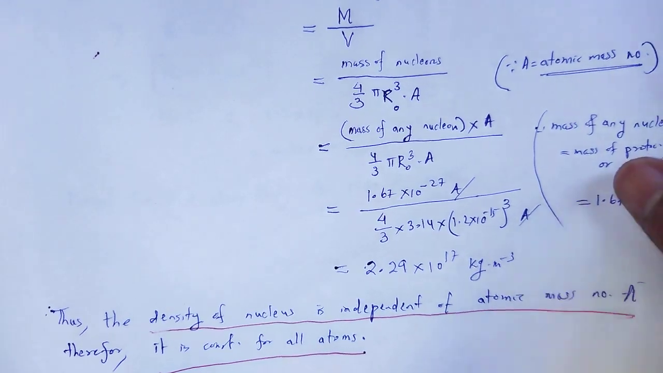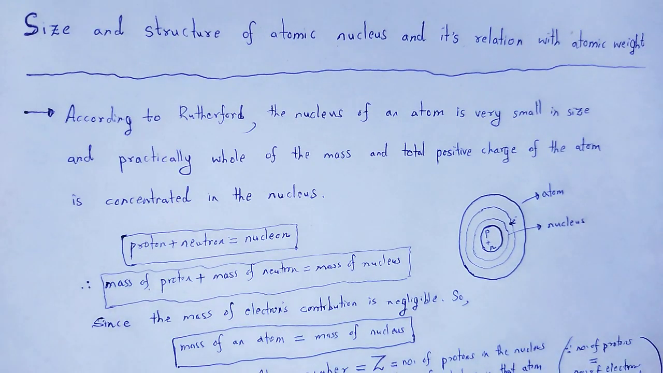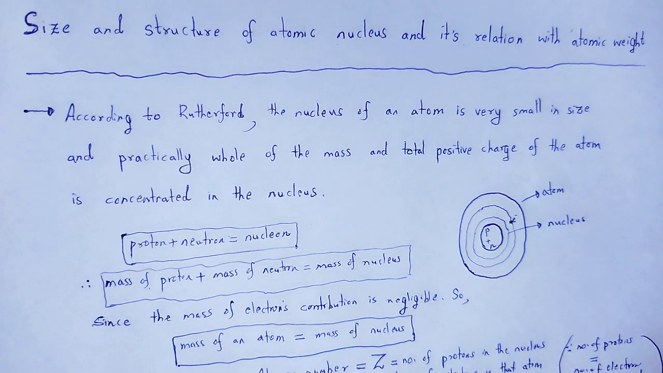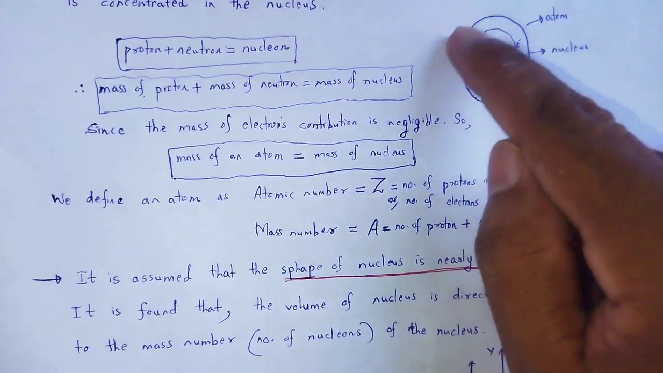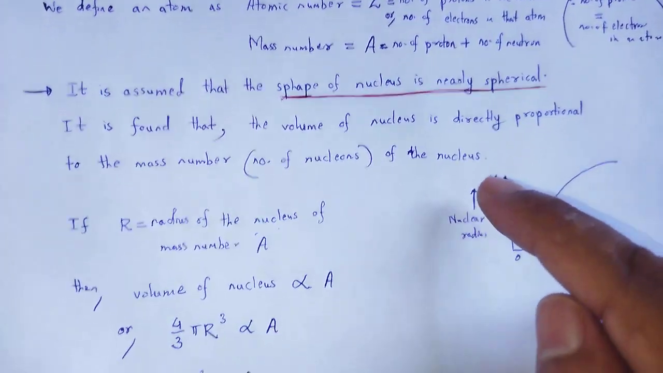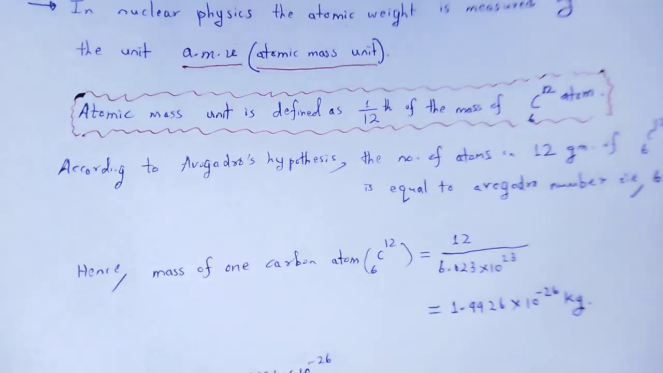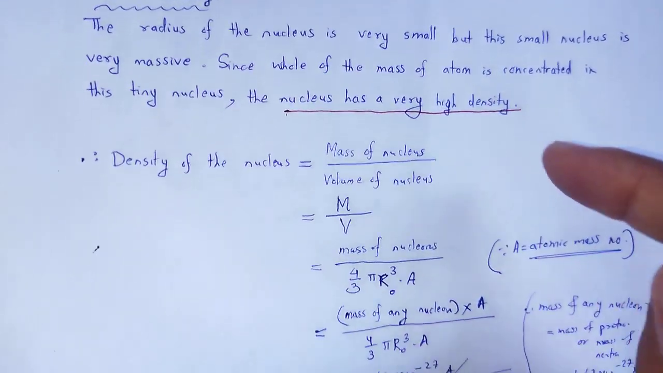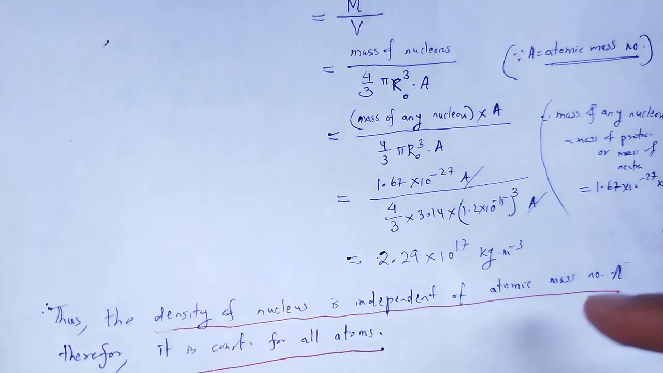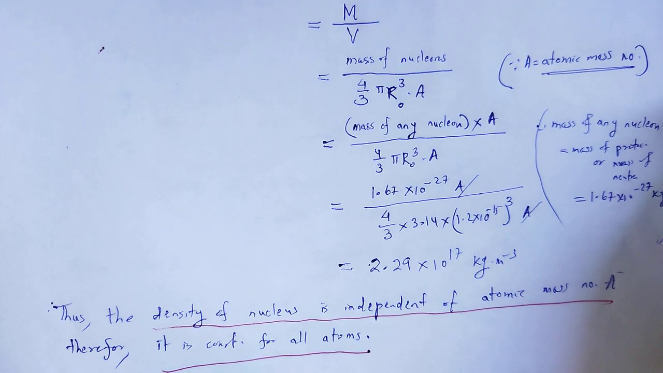So, with the help of this video lecture, we understand the concept of size and structure of atomic nucleus and its relation with atomic weight. First, what is nucleus and atom? Its shape, r is equal to r naught A to the power 1 by 3, atomic mass unit, and finally nuclear density, and how it relates to atomic mass number. So, with this useful and informative notes, let me wind up the session.